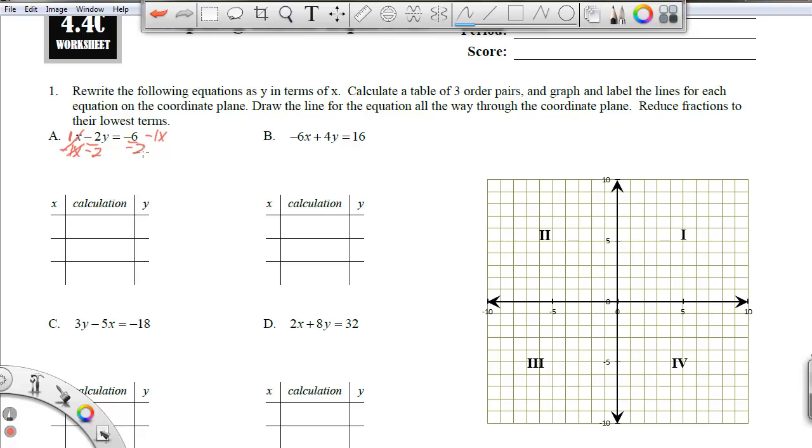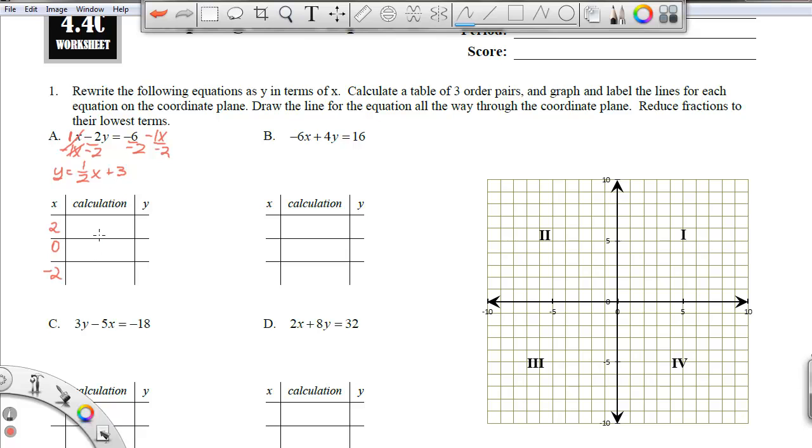So there's a lot of negatives going on here, so you've got to be very careful. So now I have y equals, a negative divided by a negative is a positive. So that's 1/2 x. And then negative 6 divided by a negative 2 is a positive 3. So there is my equation. Now I need to get my values. I need to make sure to use multiples of 2 because the 2 is in the denominator. So I will choose 2, 0, and a negative 2.